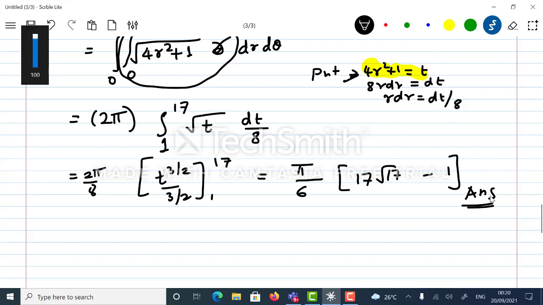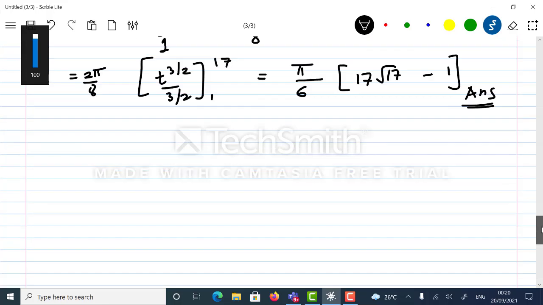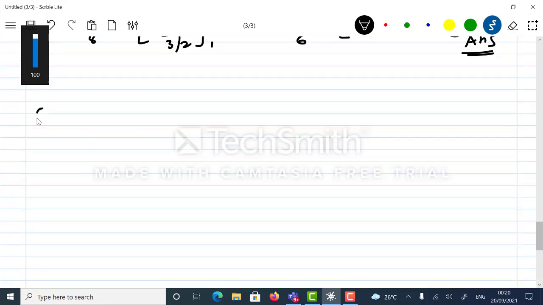Okay, so the next question is as follows. Question number 3. Find the surface integral of f.